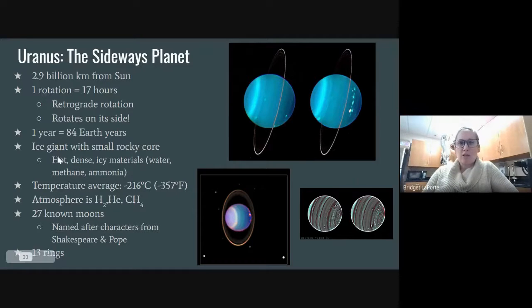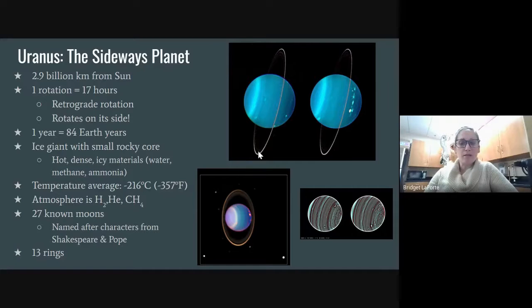So let's talk about this ice giant situation. Basically, there's a small rocky core in the center, but for the most part, you have dense icy material, but because of some of the pressure, you're going to end up with hot methane or hot ammonia in some of that icy mess, which is very interesting. For sure, water as well. We can see methane gas here, CH4 is present in addition to hydrogen and helium.